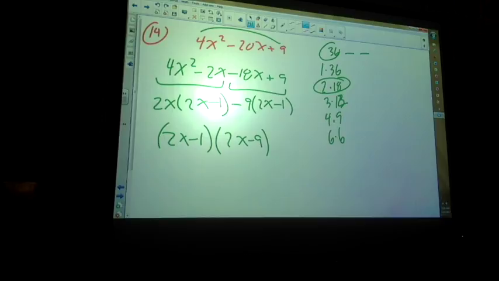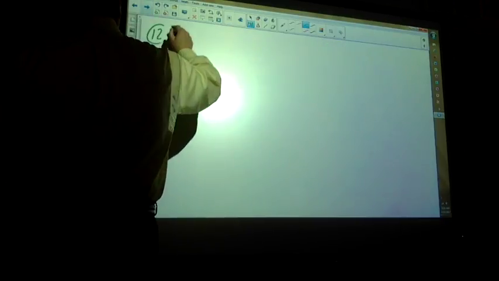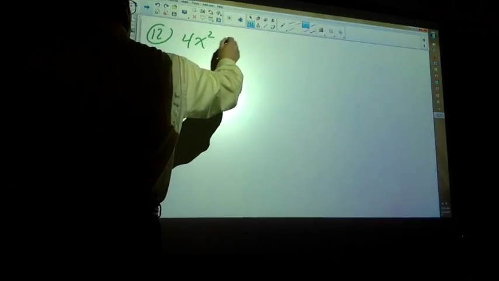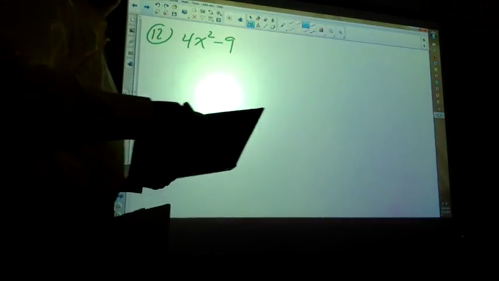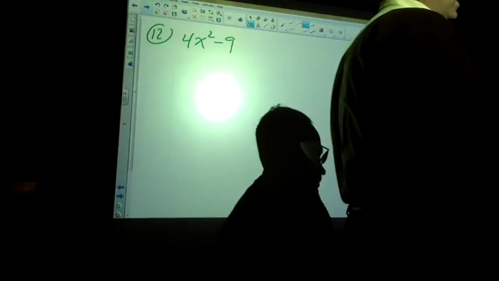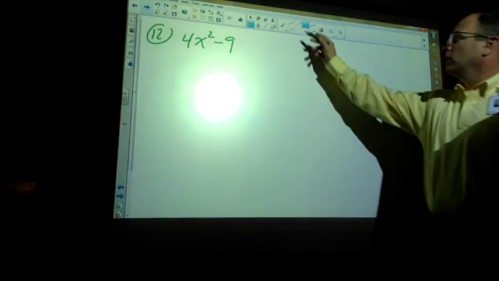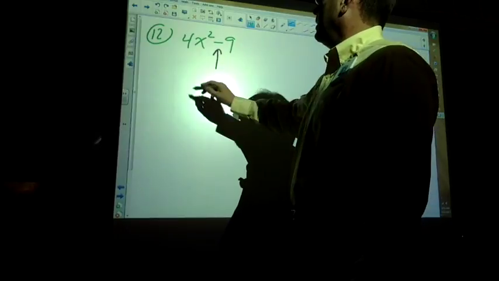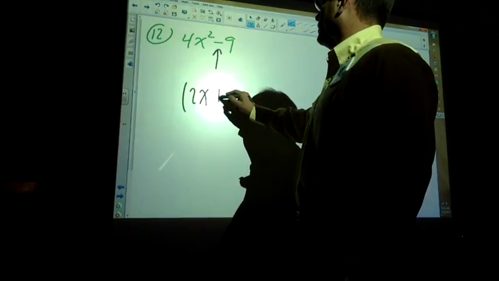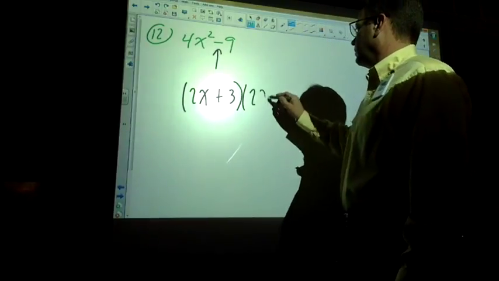Number 12. When it's two terms, what you need to start thinking about is, could it be the difference of two squares? That's my first go-to on this type of problem. You look at it: 4x squared is the same as 2x and 2x, so that's a perfect square, and 9 is a perfect square, which is 3 and 3. With that being a difference, it's going to be 2x plus 3 and 2x minus 3.